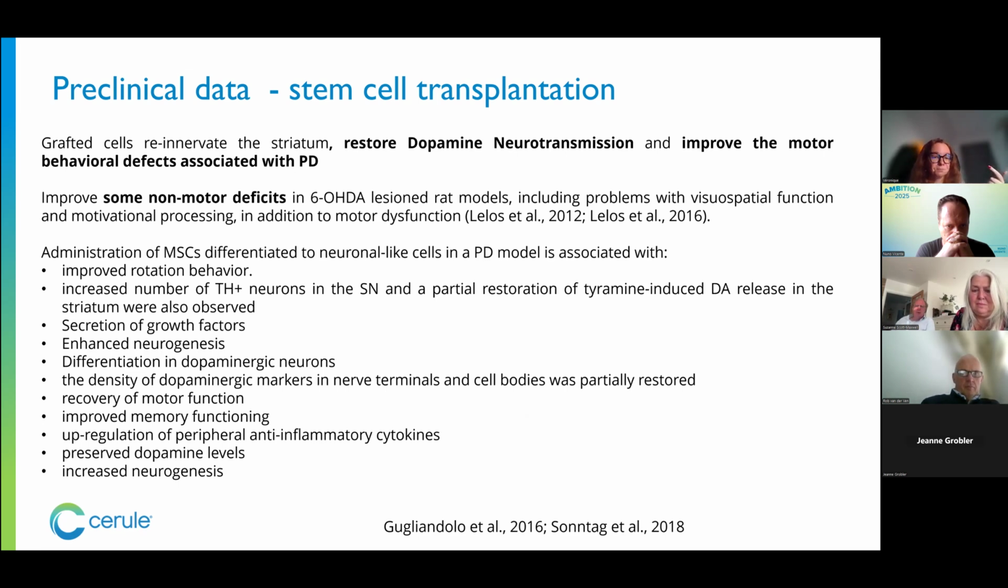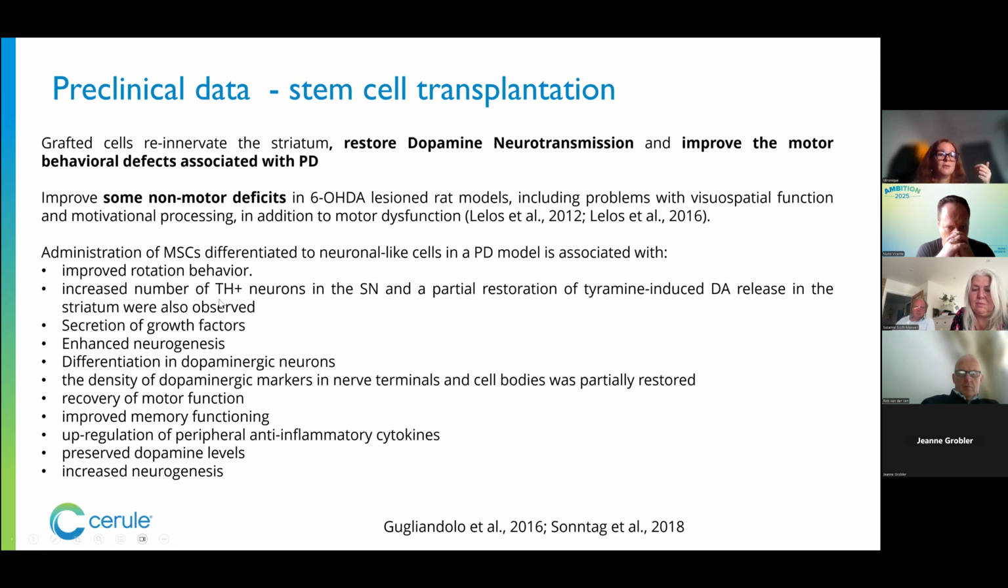Stem cells will also differentiate into dopaminergic neurons. It will increase the density of dopaminergic markers in nerves, terminals, and cell bodies. It will also be linked to improved memory functioning, a recovery of motor function, and an upregulation of anti-inflammatory cytokines. And it will also increase the dopamine level.